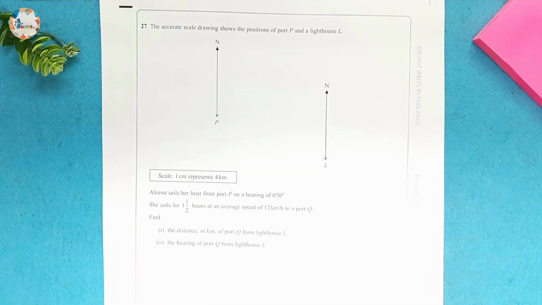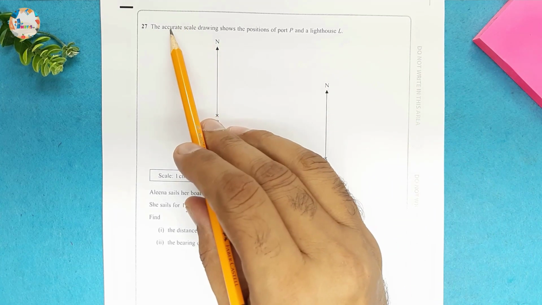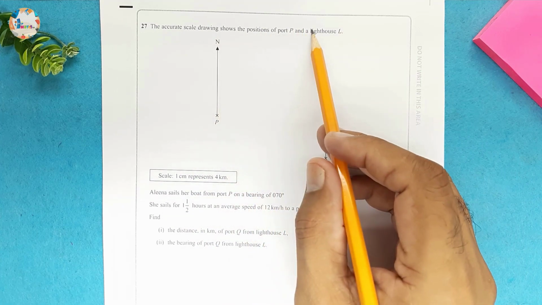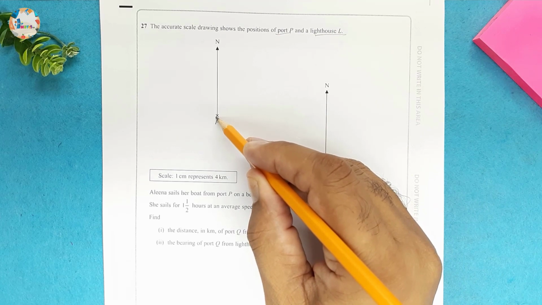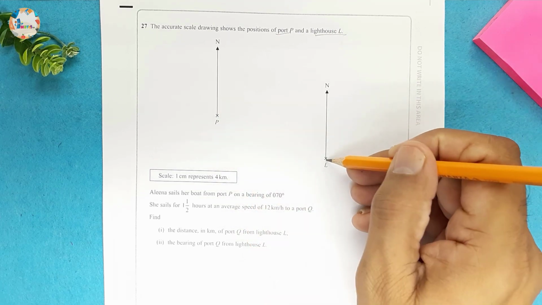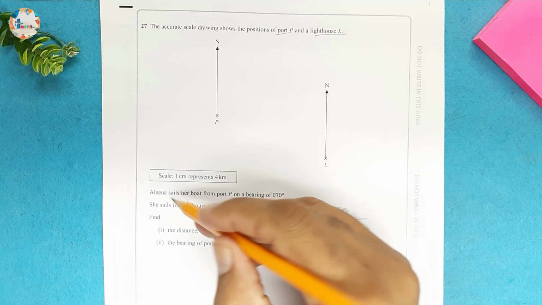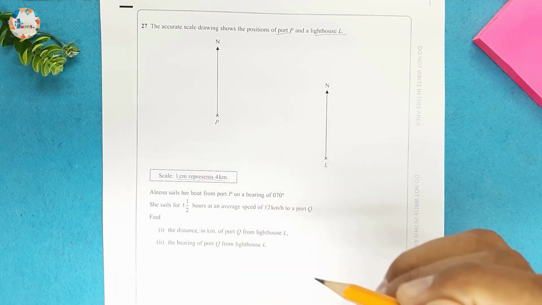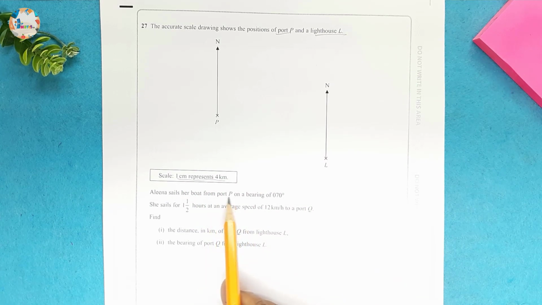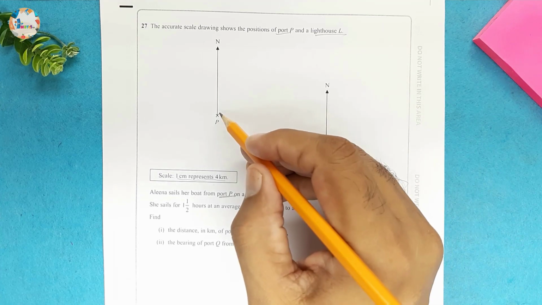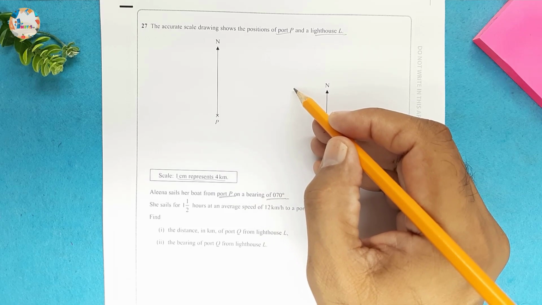Question number 27. This is basically a bearing question. The accurate scale drawing shows the positions of port P and the lighthouse L. This is the position of port P and this is lighthouse L. Scale is 1 centimeter represents 4 kilometers. Alina sails her boat from port P on the bearing of 070. So 070 will be roughly on this side.